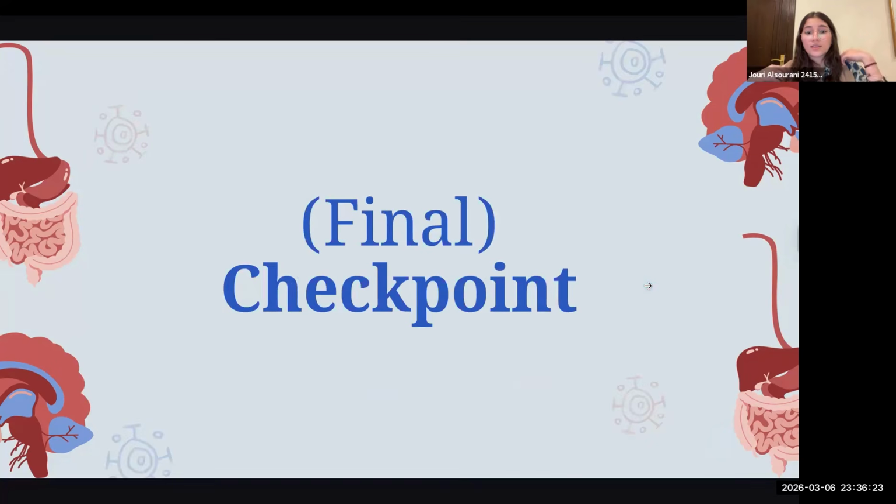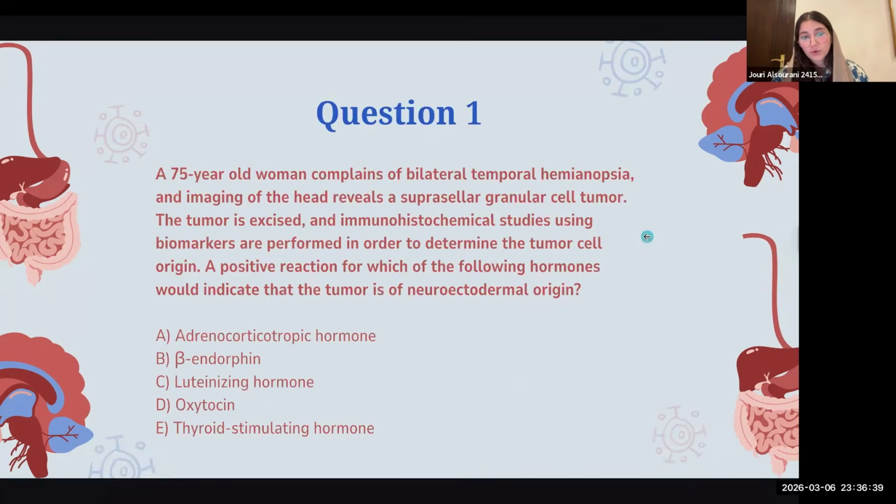This is the final checkpoint. Please let me know if you have any questions because we are at the end of this session. Okay, great. I just have one question now because I know this was a bit heavy.